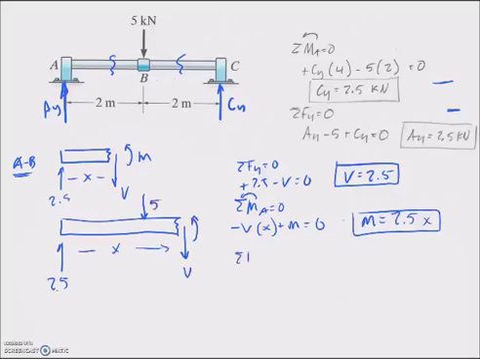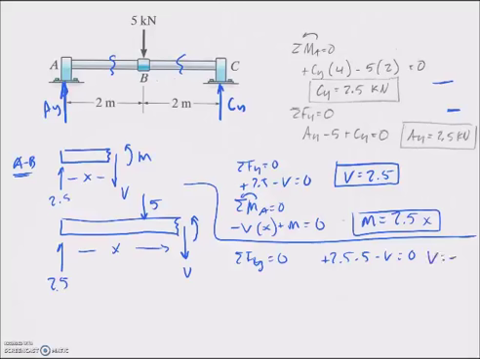So let's sum the forces in the y direction here. Let me draw a little separation there. So the sum of the forces in the y is equal to 0. So here I've got plus 2.5 minus 5 minus shear is equal to 0. And so shear is equal to negative.